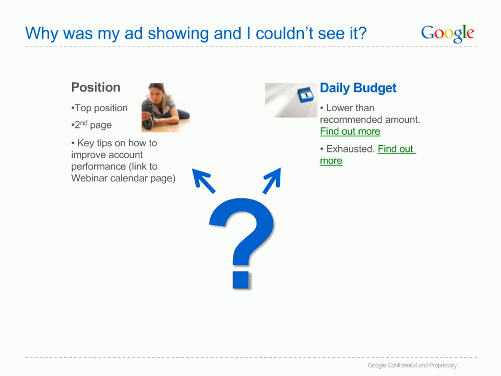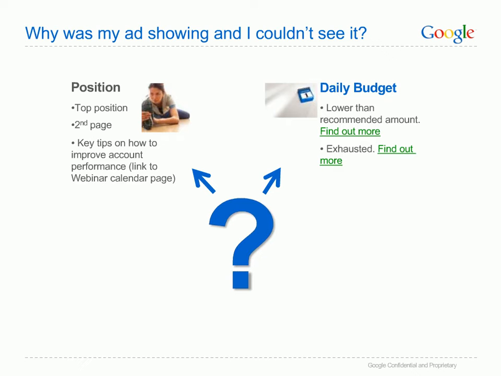Another explanation is if your daily budget is either lower than the recommended amount or has been exhausted. If your daily budget is lower than the recommended amount, your ads will still show, but our system will spread the delivery of your ad throughout the day. This is to ensure that clicks on your ads do not exceed your budget. Therefore, your ad is showing, but not every time it's eligible to show, as it's limited by budget.